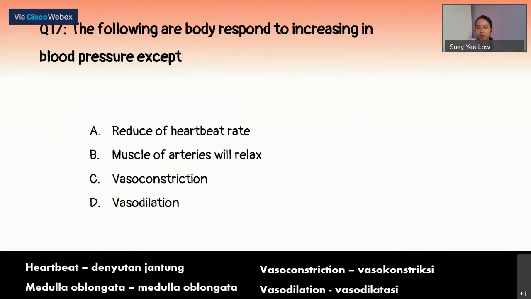Mhm. So the answer is C. Vasoconstriction, because the lumen will become smaller only if your blood pressure decreases. Okay, so that it will increase your blood pressure. Okay, so next, question 18.